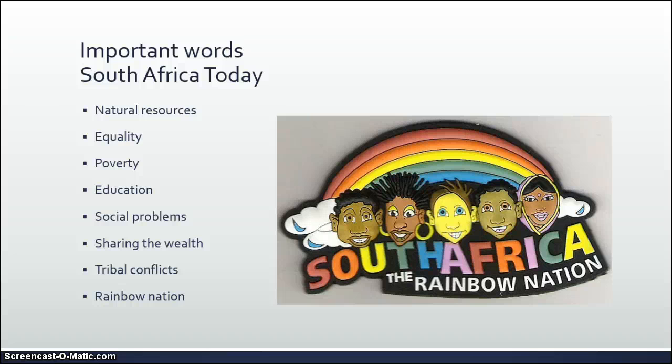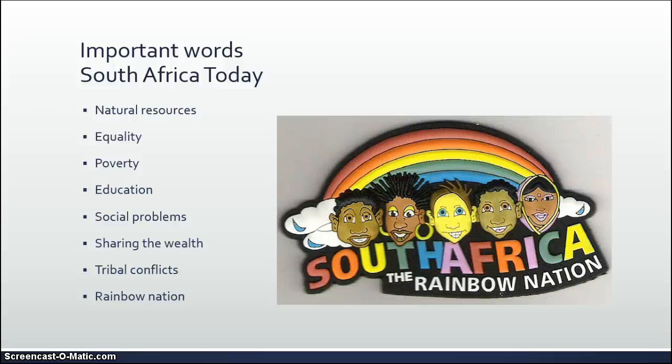They're also trying to create better possibilities to get an education. They are facing a lot of social problems. One of the social problems could be, how do we share the wealth? How do we share the money? How do we share the land? How do we create a smaller gap between rich and poor? It's also a country where tribal conflicts can pop up now and then. Different tribes, the Zulus, the Xhosas, there are different traditions, and sometimes there's a conflict between these tribes.